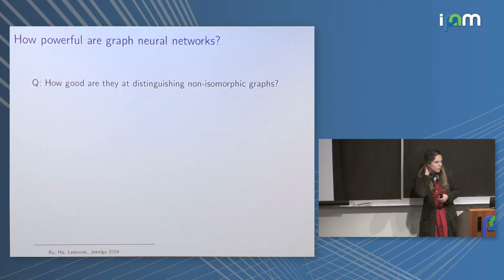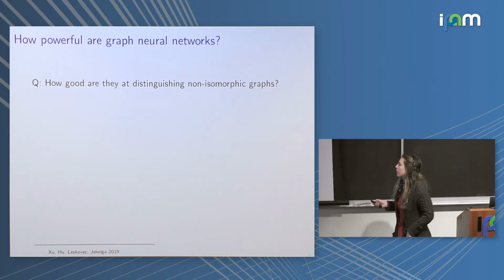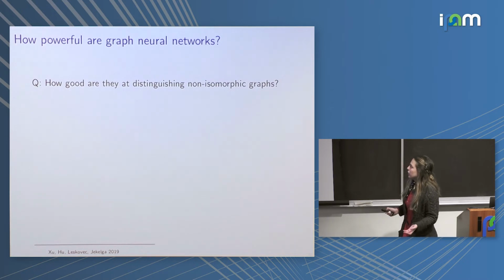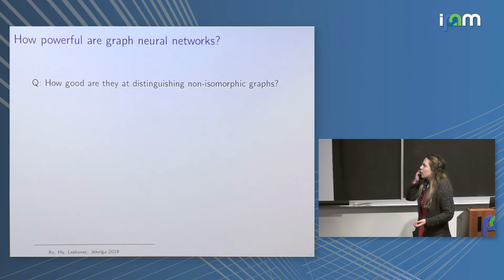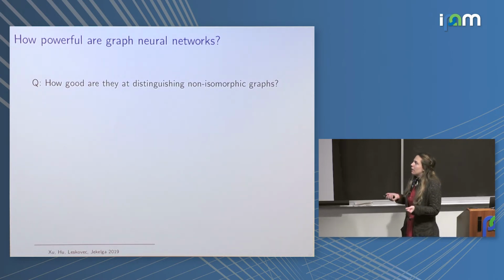So there's this paper from ICLR 2019 that asks how powerful are graph neural networks, and they answer this question. This is Leskovec and Jegelka, and they answer this question by looking at the graph isomorphism problem. They say, well, I'm going to tell you how powerful graph neural networks are by looking at what non-isomorphic graphs these networks can distinguish.